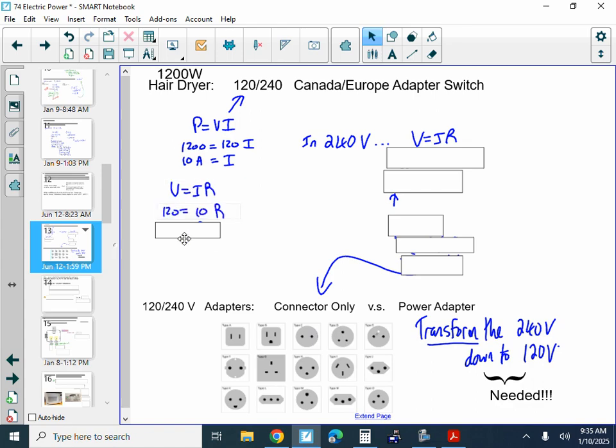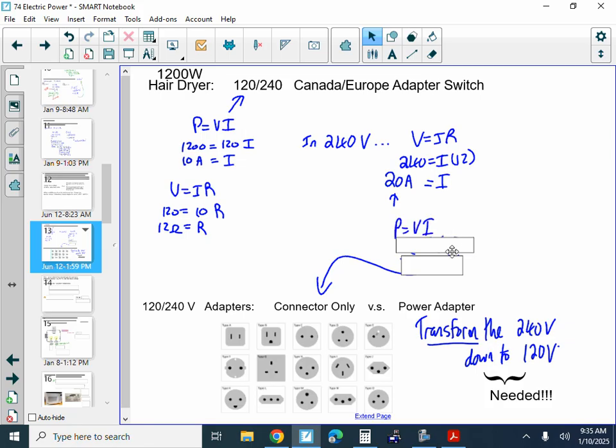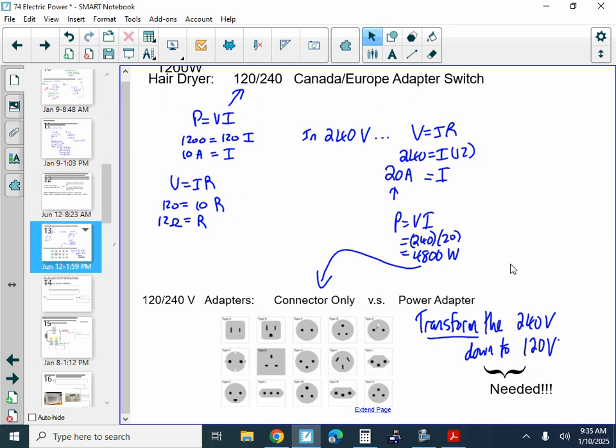Anyway, so 10 amps. So the resistance is 12 ohms for this hair dryer. So in Europe, if you plugged in that 12 ohm unit, it would allow 20 amps to flow. And then each of those 20 amps, so it's twice as much, right? Each of those 20 amps would carry twice as much as well. And so it would try to behave as a 4,800 watt hair dryer, right?